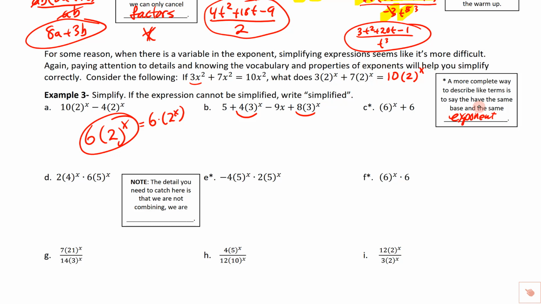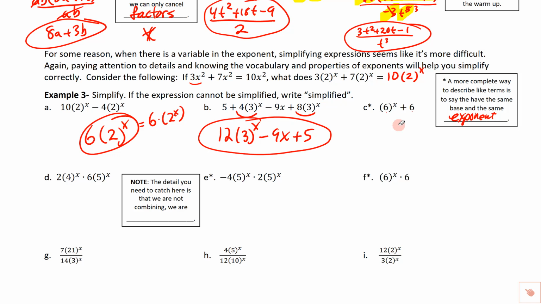Now, there's no perfect way to write these. You can write these in almost any way you want. So if I have 4 of these plus 8 of these, I'd have 12 and then 3 to the x. It's 12 times 3 to the x. I'm going to go ahead and write the minus 9x, and then I'm going to write the plus 5. So this would be the simplified version of that answer.